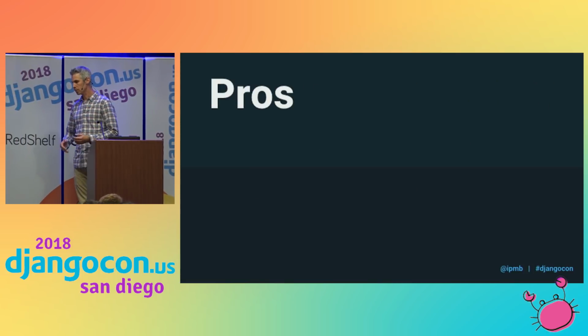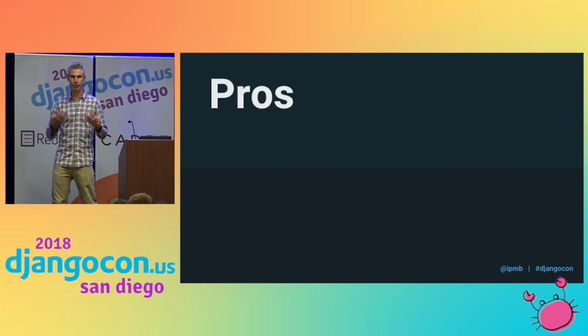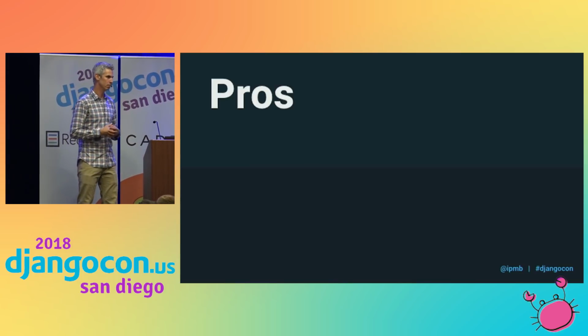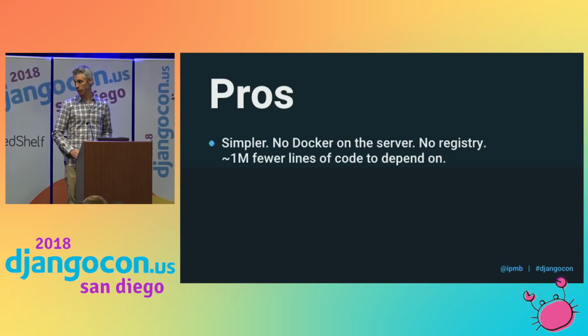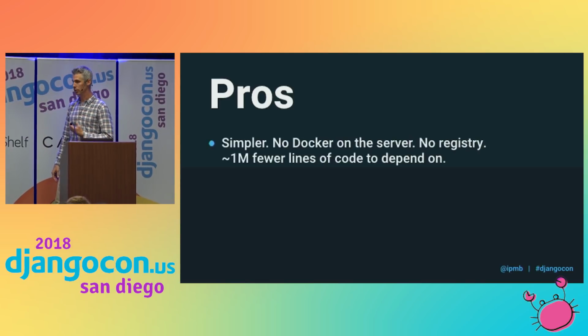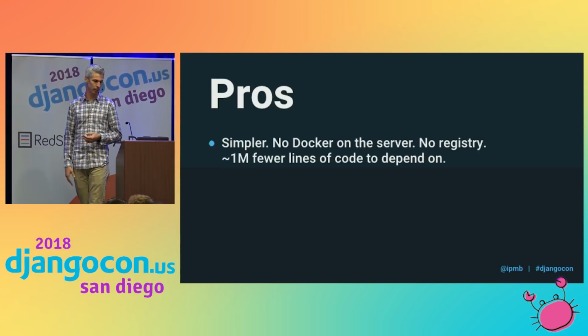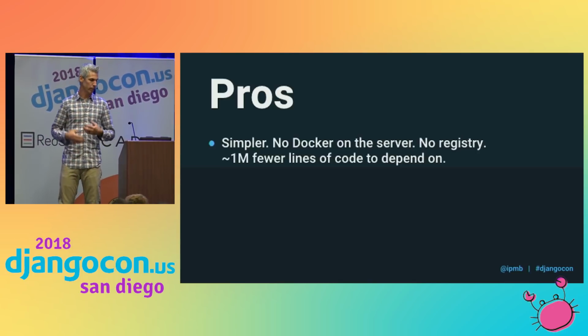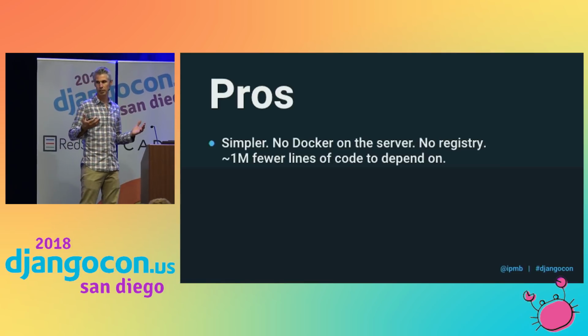So, pros and cons to this approach. Hopefully I've shown you at this point that you can deploy a single file Python project. Pros: it's simpler. You don't have to put Docker on your server. You don't have to manage a Docker registry or pay somebody to manage one for you. And you are now depending on about 1 million fewer lines of Go code.